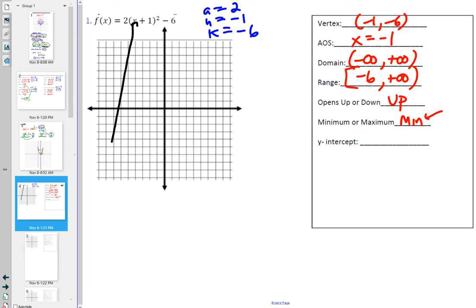Let's just do this one mentally. I'm not going to write it down. Just do it mentally, and then once we graph, we'll see if the story checks out.